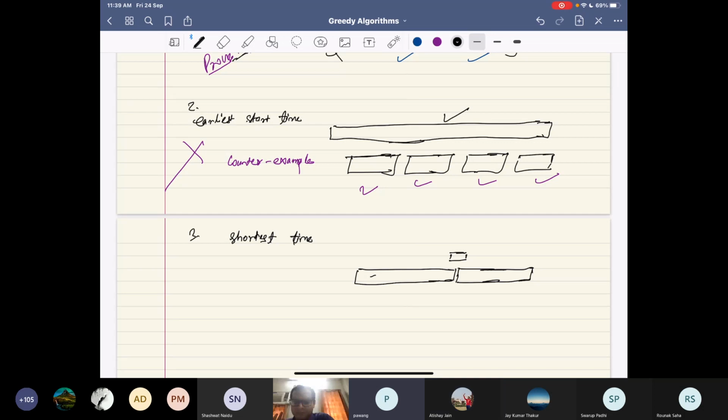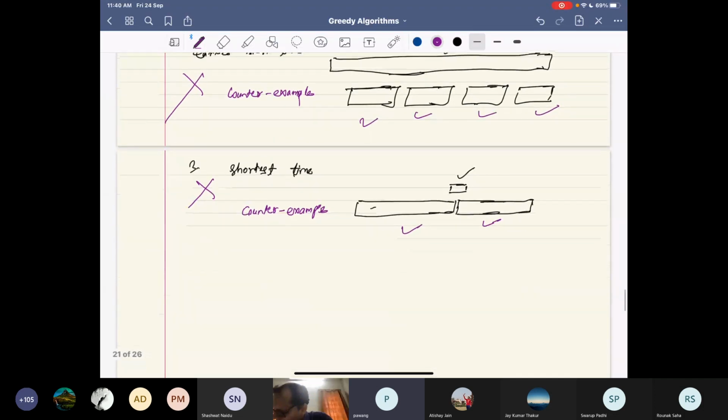Right? And this is your setup. And then you say, oh, you want it only for 10 minutes, so take it. And then you are gone. You are selecting a non-optimal solution, right? Because the optimal solution is this. So good counterexample. So this is also not a good choice.